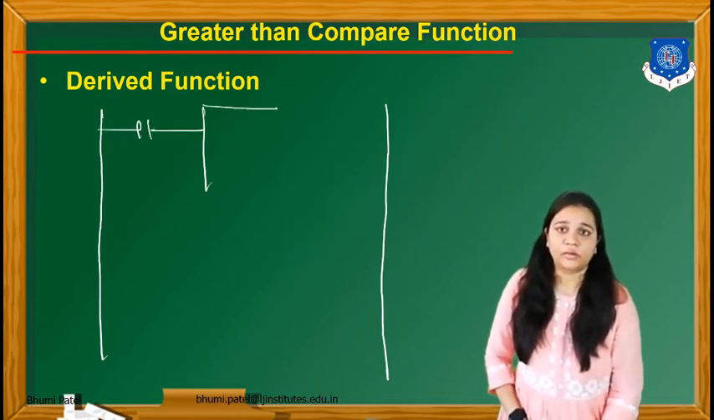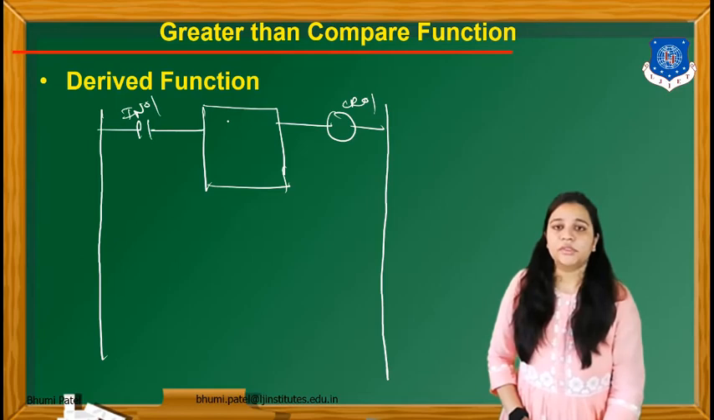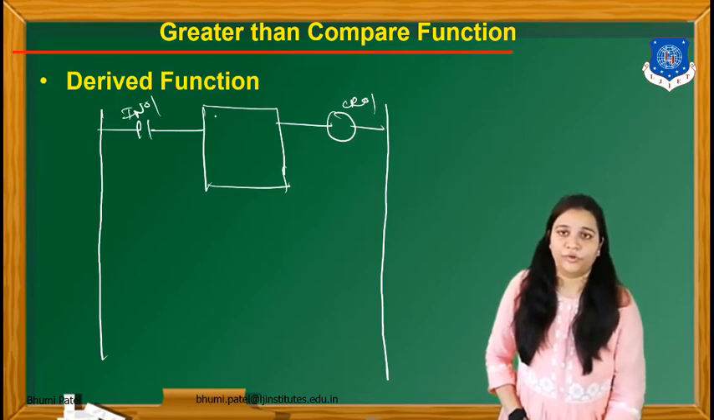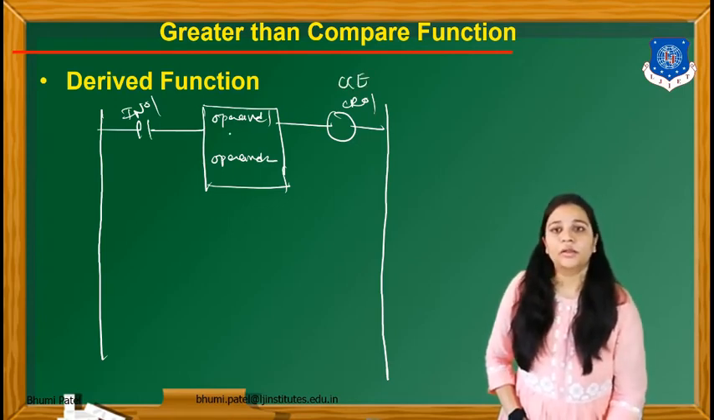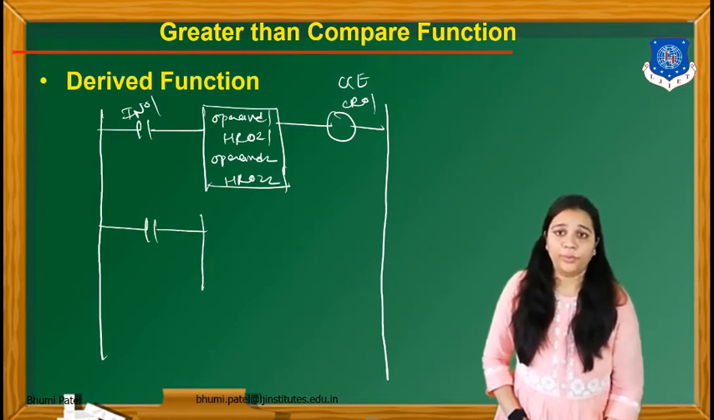First of all, we have to take one input, one block format and one output. Suppose this is IN01, this is my CR01, and this is operand 1 and operand 2. Here we have to use the greater than equal to function. Suppose in operand number 1 HR021, in operand number 2 HR022. Now we have to find only the greater number.